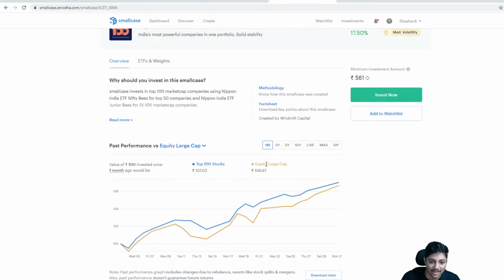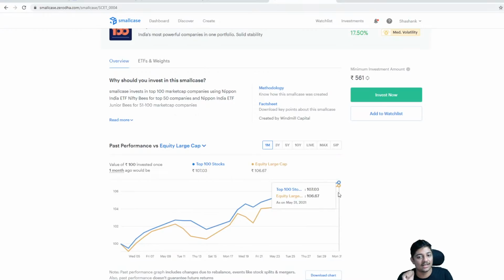Now in the 1 month graph, I usually compare two things. One, equity large cap, whatever is in the equity large cap, and second, equity and inflation. I'll show you how that works as well. Now look at this. In the 1 month graph, CAGR does not come into the picture, guys. In 1 month, if I had invested exactly 1 month ago with a starting value of 100, right now it would have gone up by 7%.